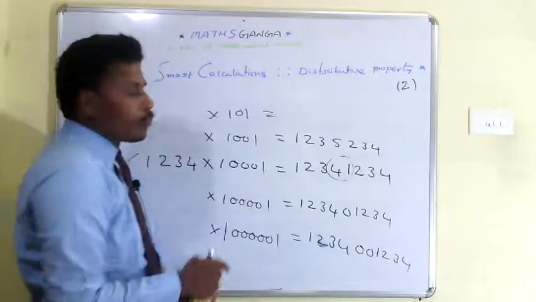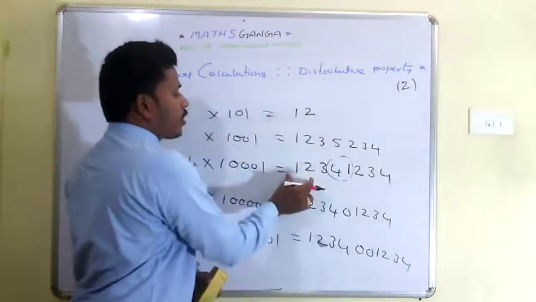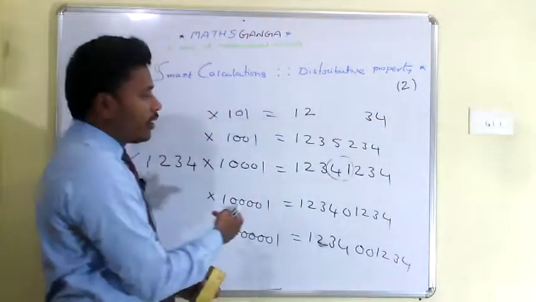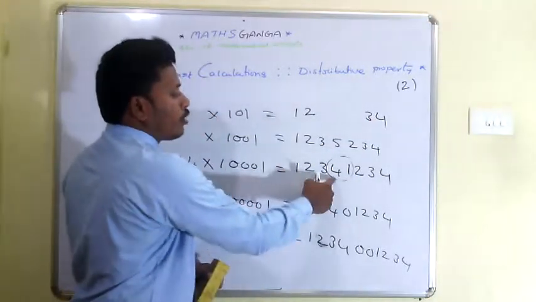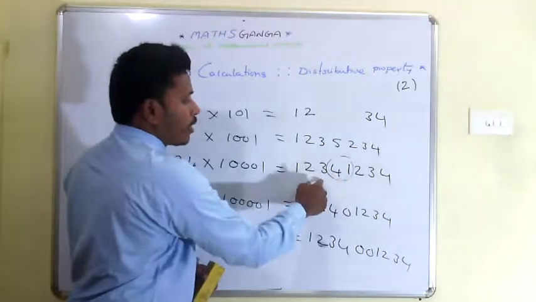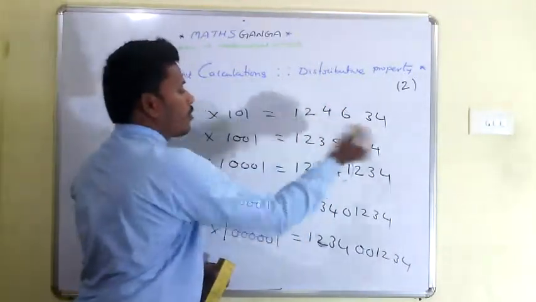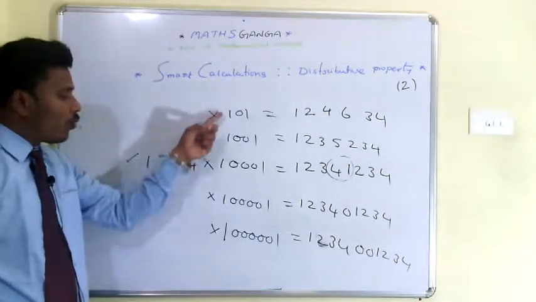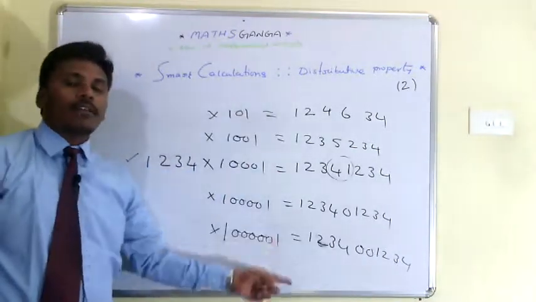Okay, so if you use the distributive property, you will get your answer: the first 2 digits are 1, 2, the last 2 digits are 3, 4, and just like that we did it. How does it happen? Okay, 1, 2, 3, 4, and then 1, 2, 3, 4 now. So 1 plus 3 is 4, 4 plus 2 is 6, and this is the result. See, multiplying 1, 2, 3, 4 with these types of numbers, the result appears like this.